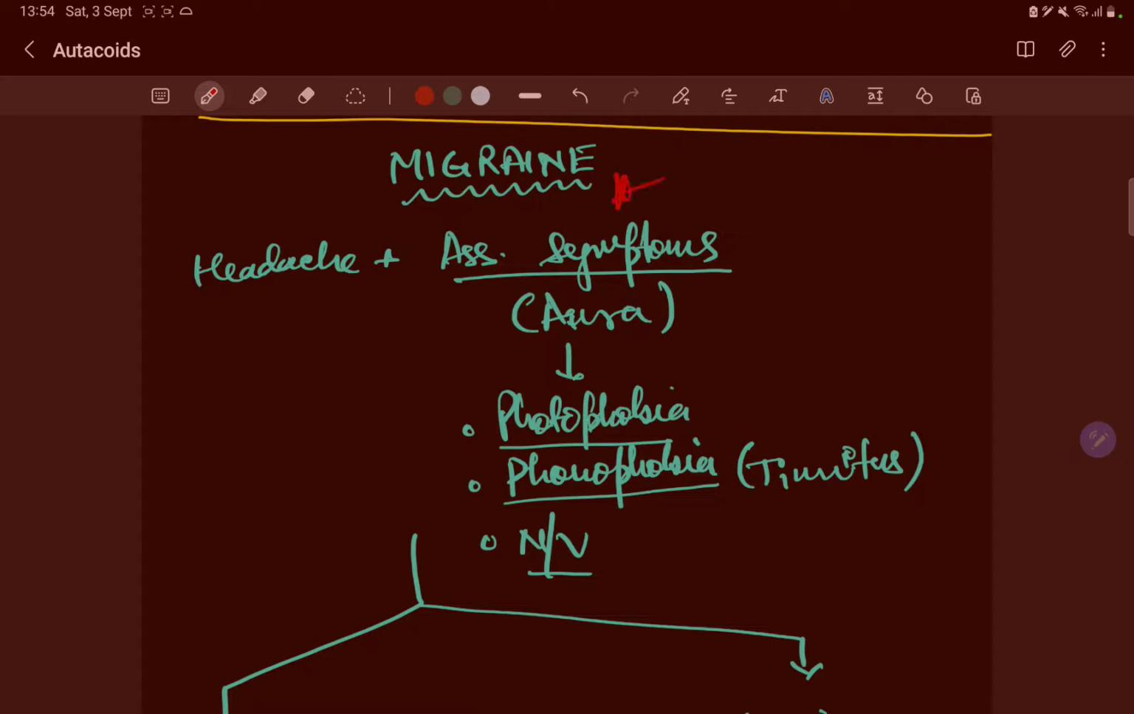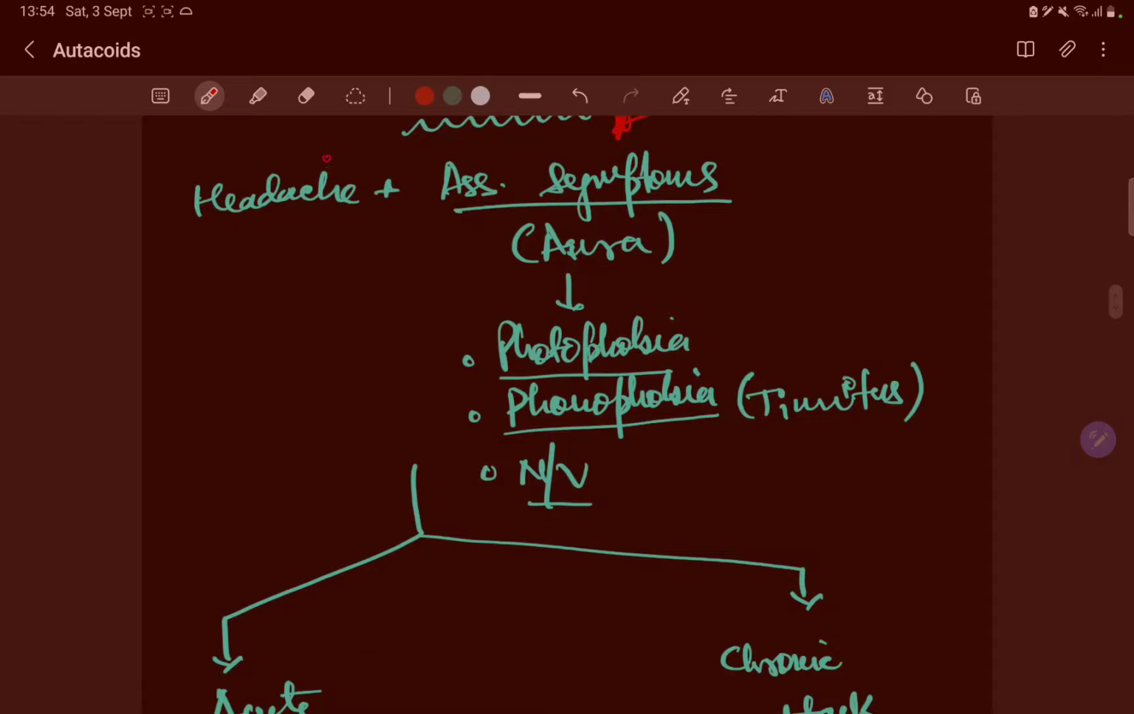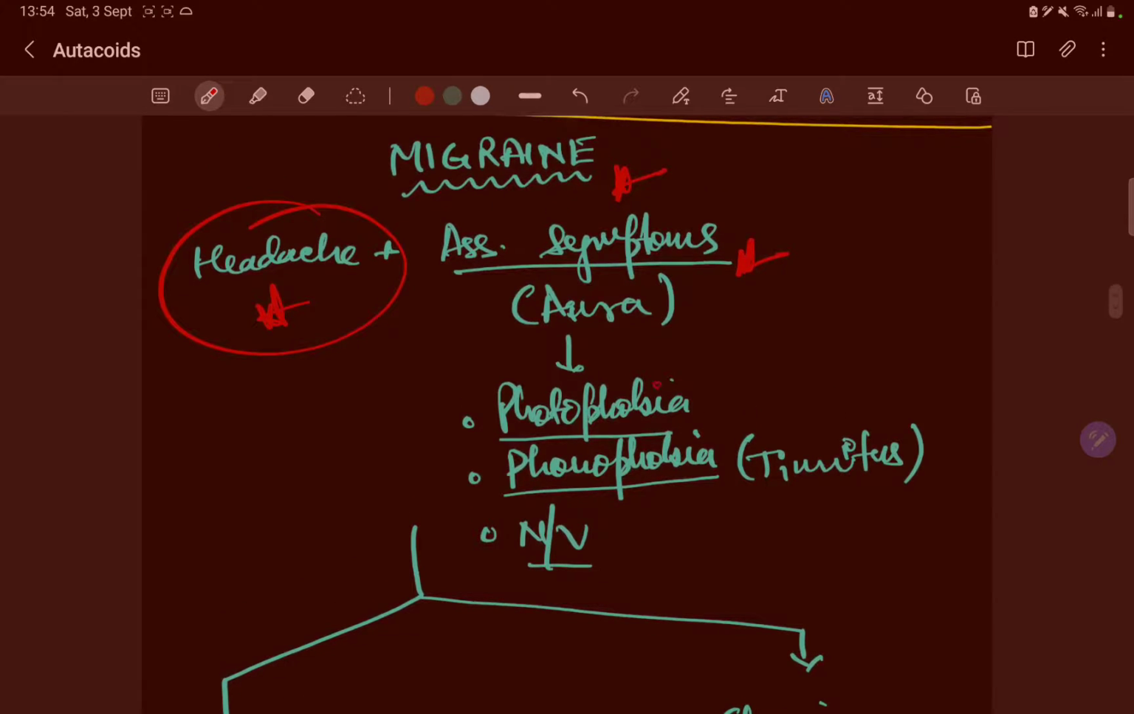Okay, so we'll start with migraine. Migraine is basically headache with associated symptoms. Associated symptoms would have an aura, maybe in the classical migraine, and phonophobia, in case of like tinnitus, and nausea, vomiting is there. Migraine headache is basically a unilateral, throbbing headache.